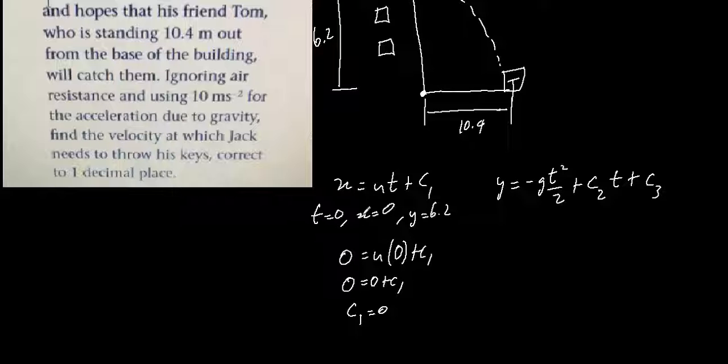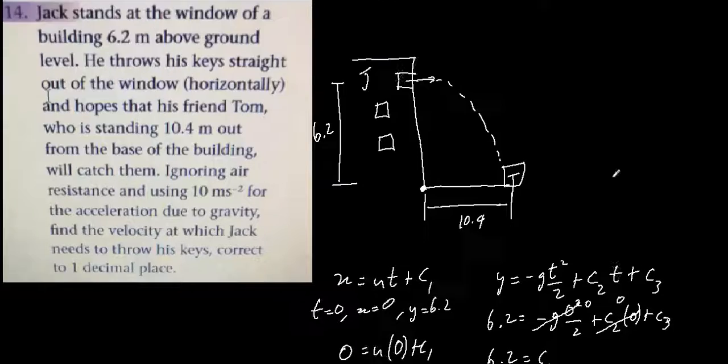So again, y is equal to 6.2, so I can write 6.2 is equal to minus g. Now instead of t squared, t is equal to 0. So I have 0 squared on 2 plus c2 times 0 plus c3. Now any number times 0 is still 0. This goes to 0. c2, any number times 0, again, is also 0. And c3 is, well, c3. So I have 6.2 is equal to c3. And that's what you get, my initial vertical displacement. That's what this represents.